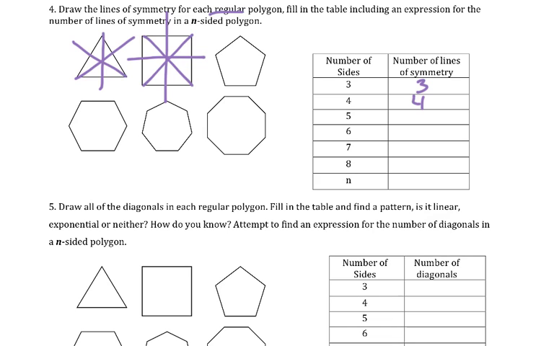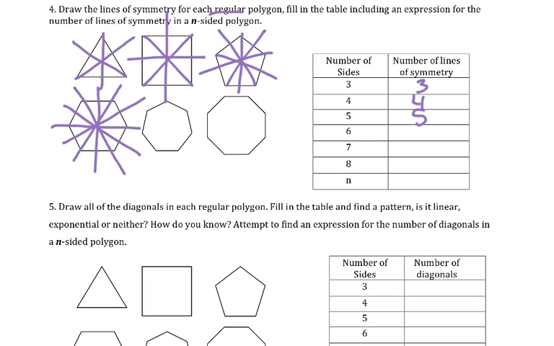For a 5-sided pentagon right here, right there, 3, 4, and 5. For a hexagon, right there, basically every side, and then also every diagonal. So that would be 6, right? For 7, let's try that again. 1, 2, 3, 4, 5, 6, 7.